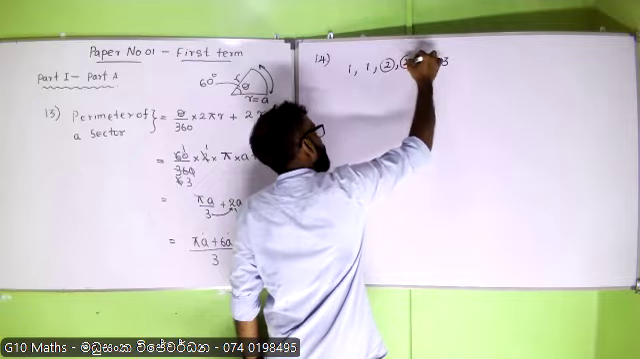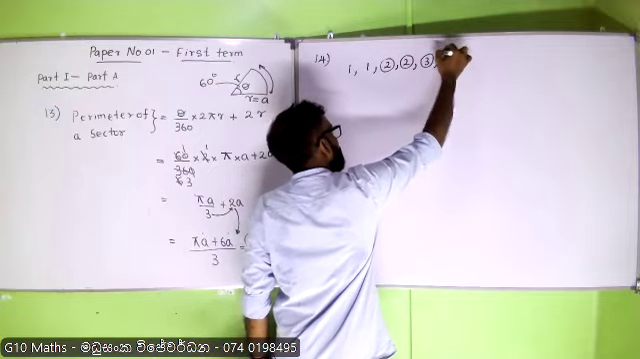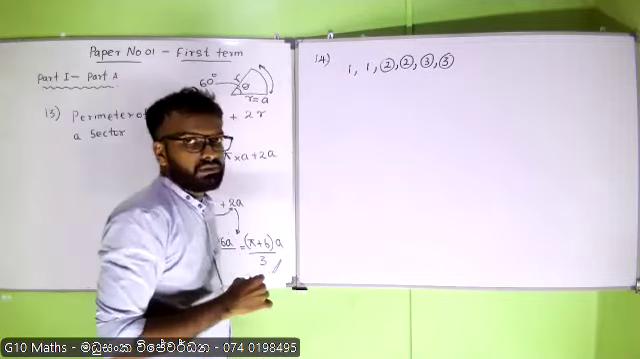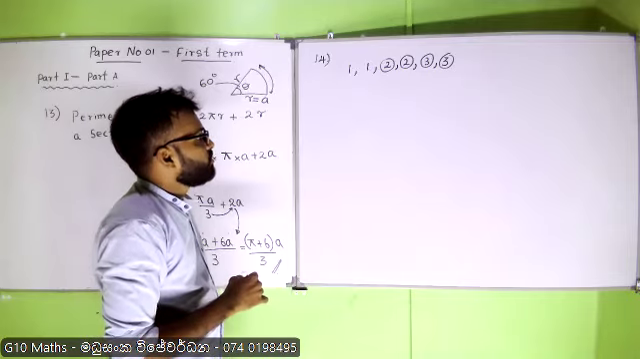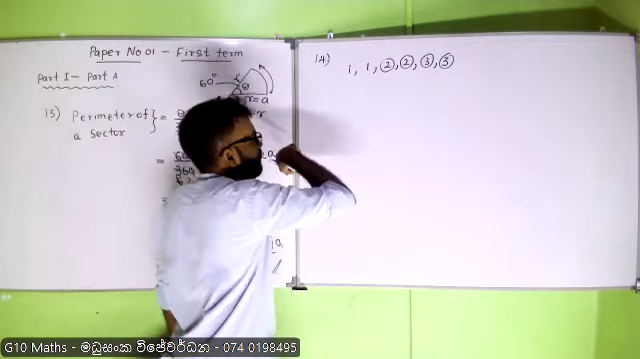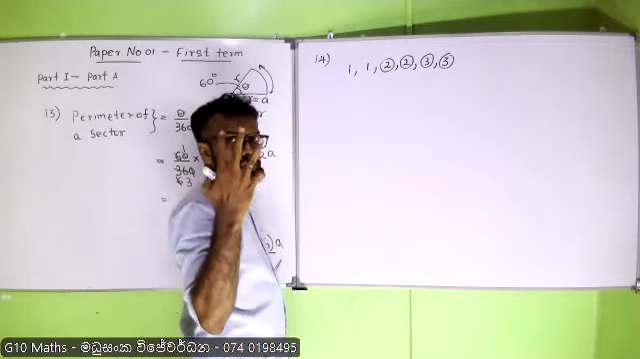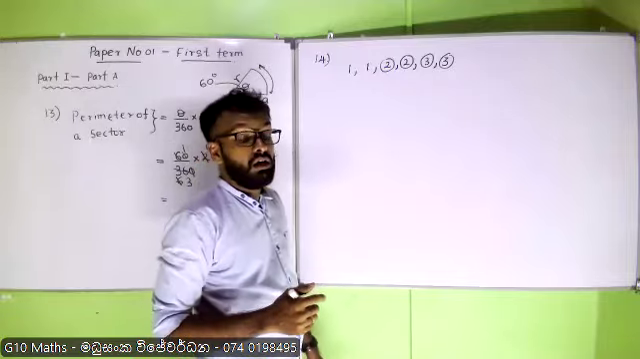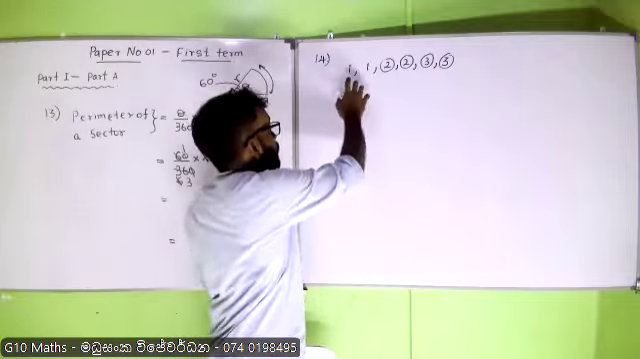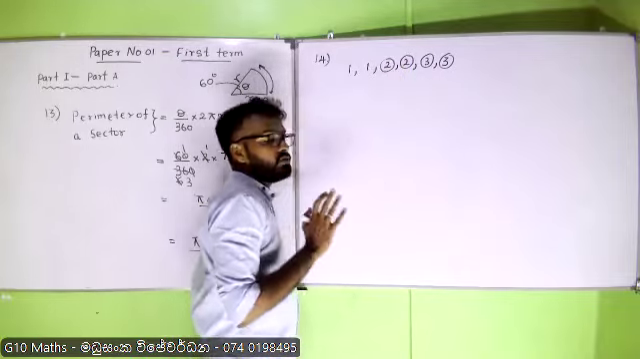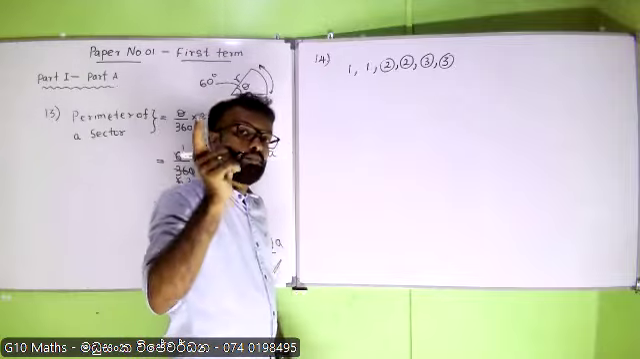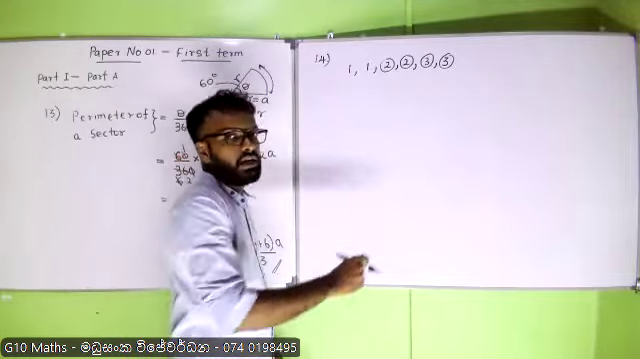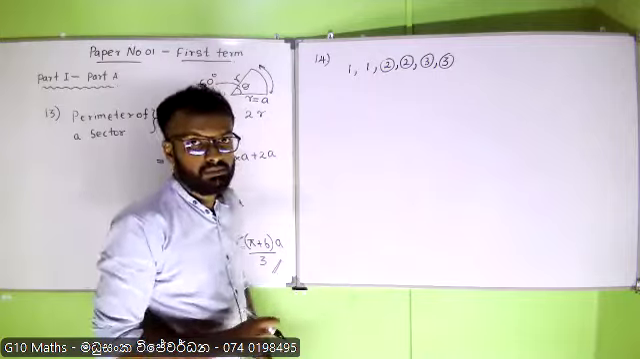2, 2, 3, 3. Those are the prime numbers. So how many occurrences are there for prime numbers? 4 occurrences. How many total occurrences are there altogether? 1, 2, 3, 4, 5, 6. There are 6 occurrences. So they are asking what is the probability of getting a prime number once you toss this die.